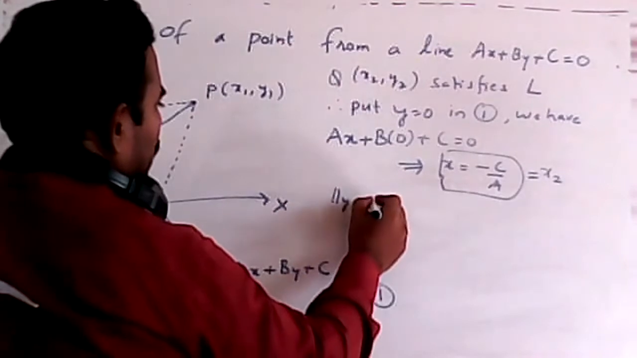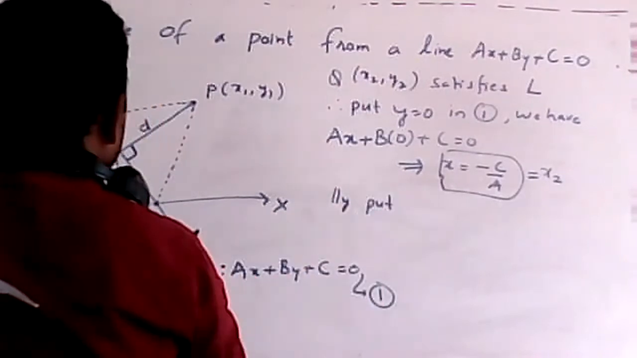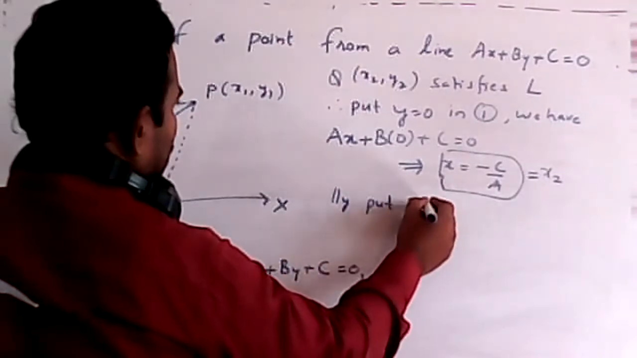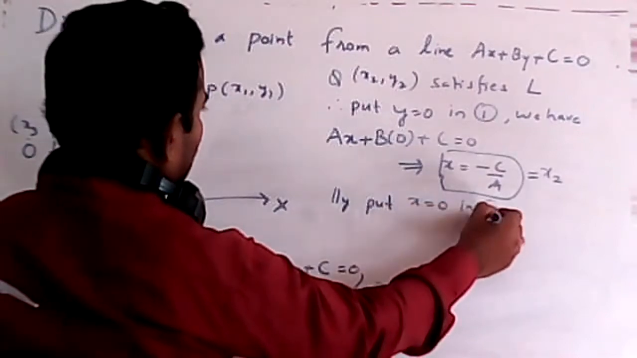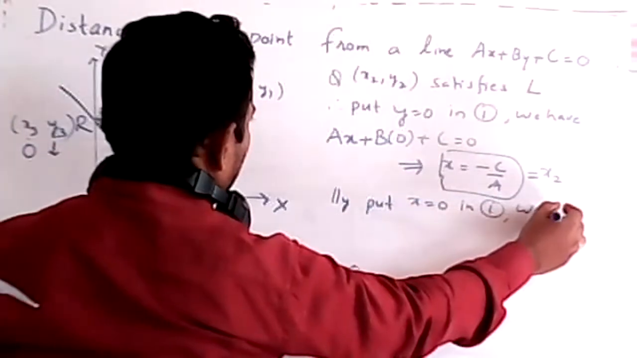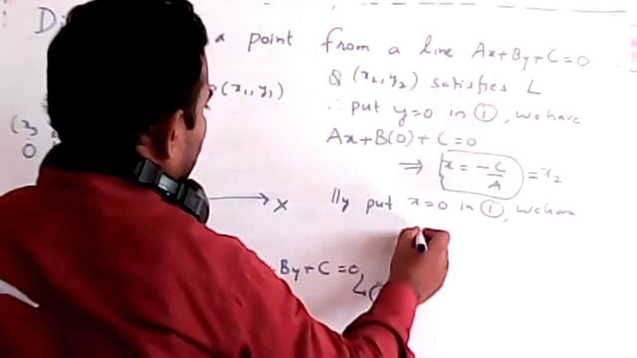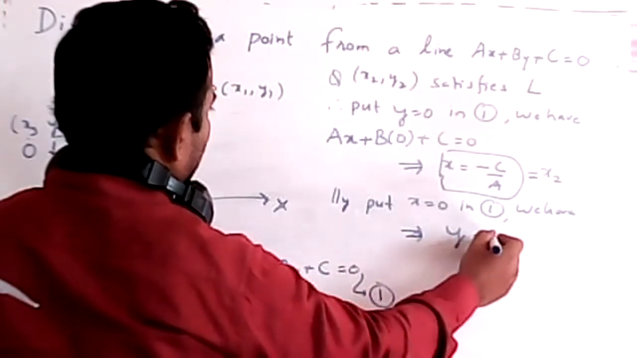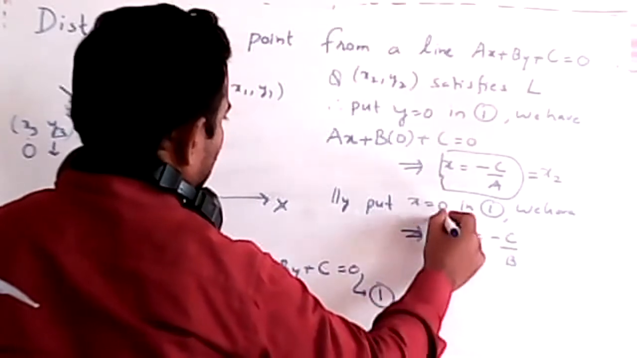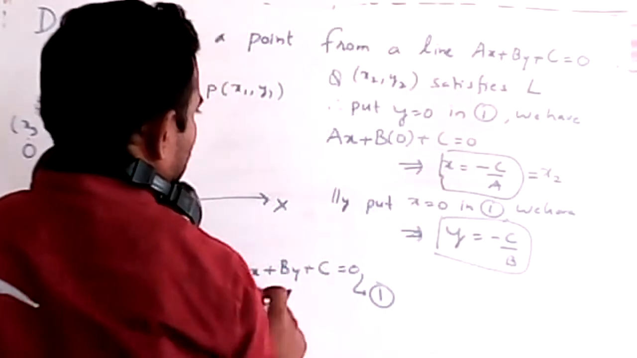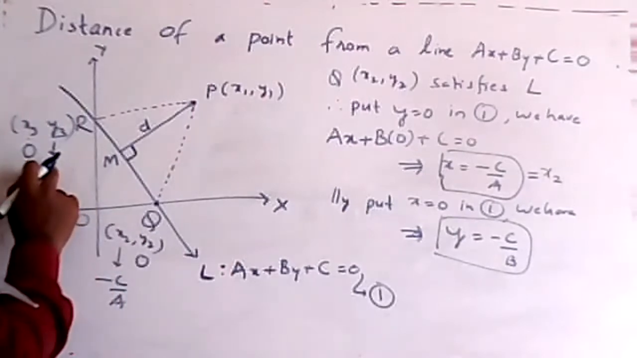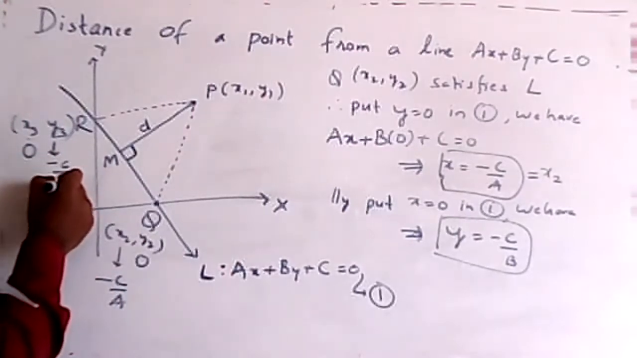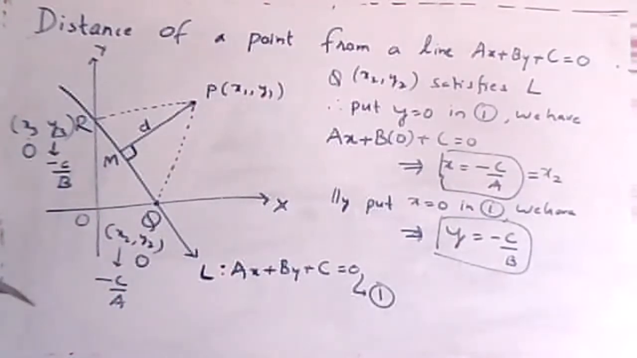Similarly, this time put x = 0 in equation 1. That implies y = -C/B. If you try now, you'll get the same. Correct? That is y = -C/B. Correct? Deepika is coming. Okay.